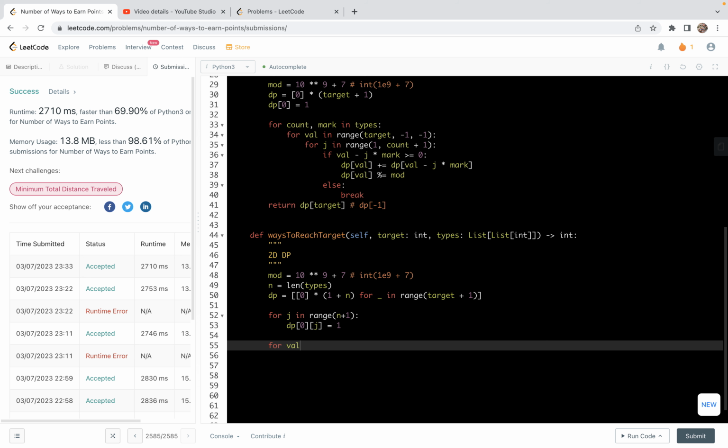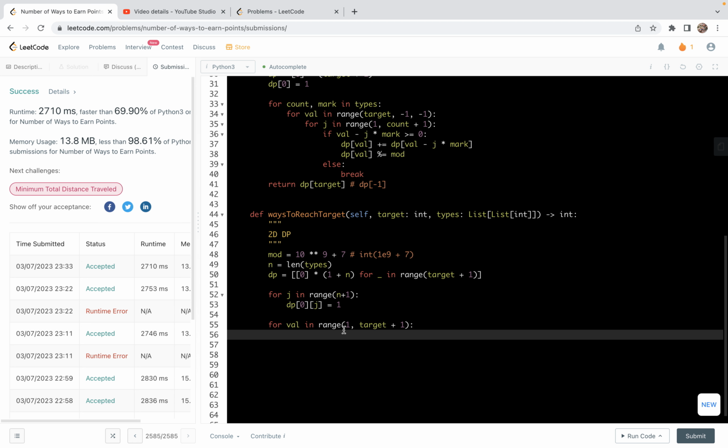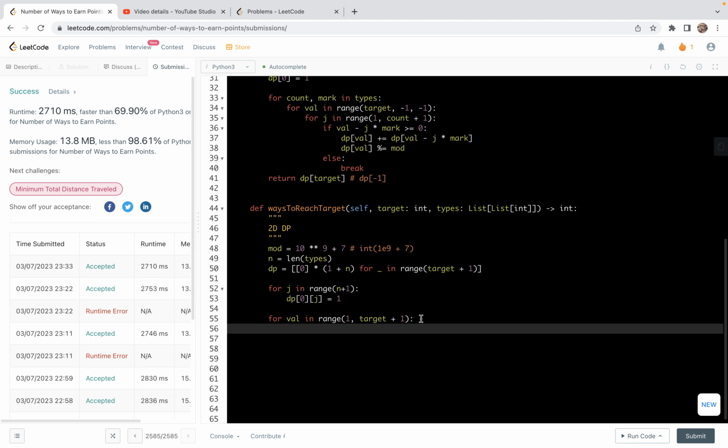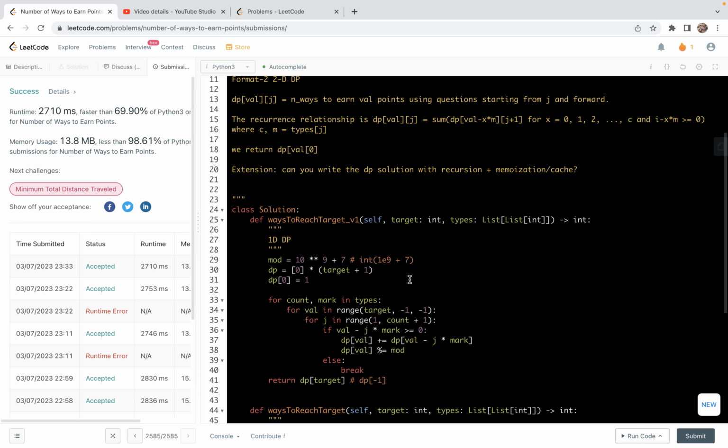Let's first set the value 0. So for j in range m plus 1, let's see dp 0. So for value 0, j, that's the only one way. We choose nothing, right? That's the 1. It corresponds to the dp 0 equals 1 above.